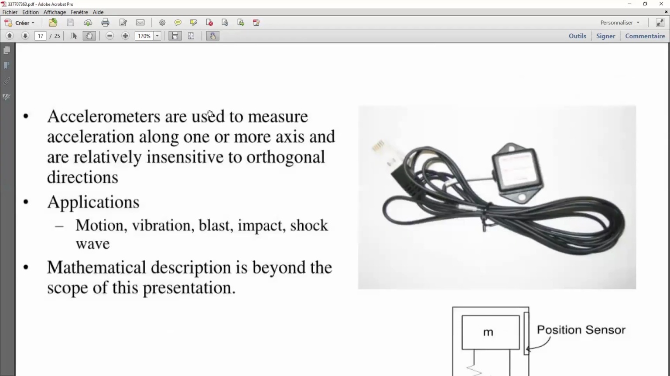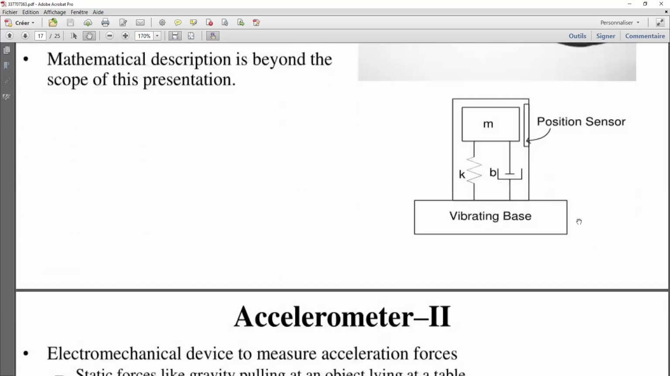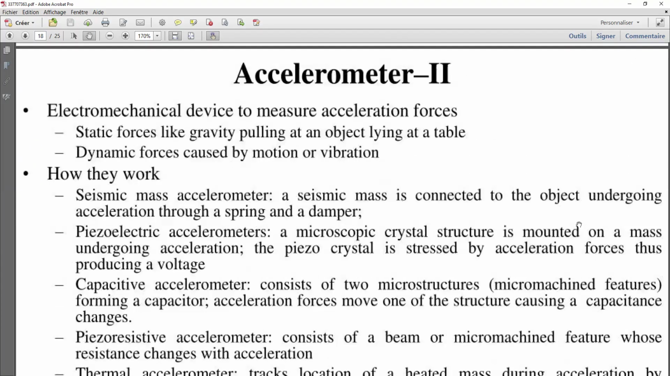Accelerometer. Accelerometers are used to measure acceleration along one or more axes and are relatively insensitive to orthogonal directions. For their application, we have motion, vibration, blast, impact, and shock wave. Mathematical description is beyond the scope of this presentation. We also have the accelerometer, an electromechanical device to measure acceleration forces: static forces, like gravity pulling at an object lying on a table, and dynamic forces caused by motion or vibration.